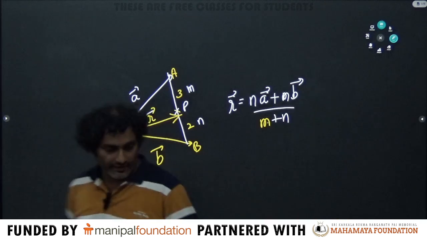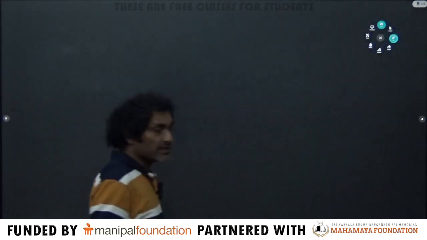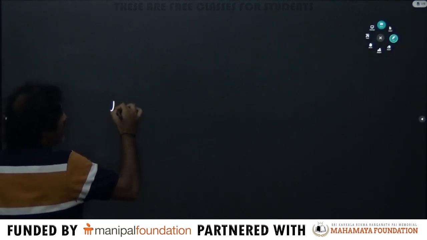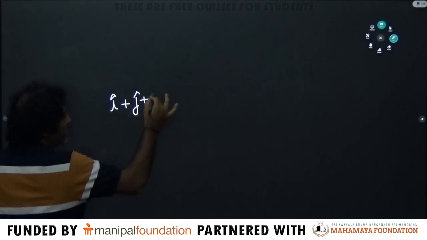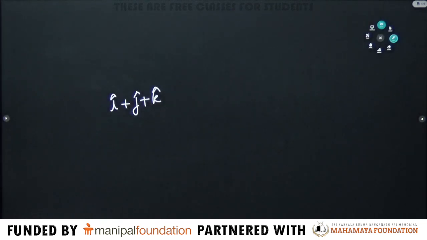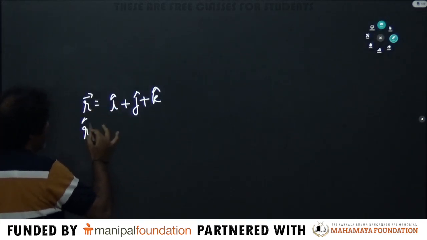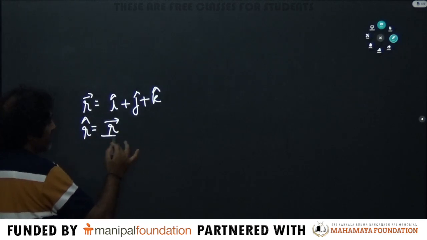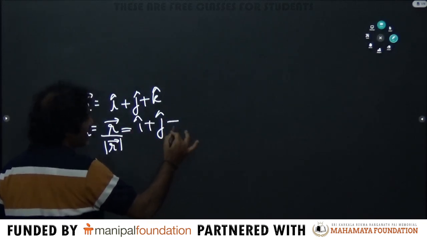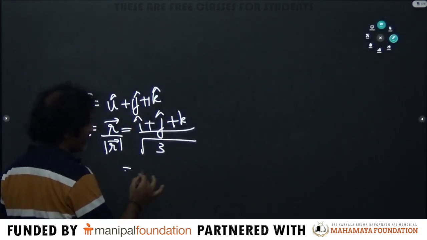Yeah. So you're done, right? They will ask another question, okay, like this: i cap plus j cap plus k cap. You might be asked to show that they are equally inclined with all three axes. Nothing, find the unit vector. I'll take it as r vector. R cap is r vector divided by the magnitude of r vector. i plus j plus k divided by root of 1 square plus 1 square plus 1 square, which is 3.